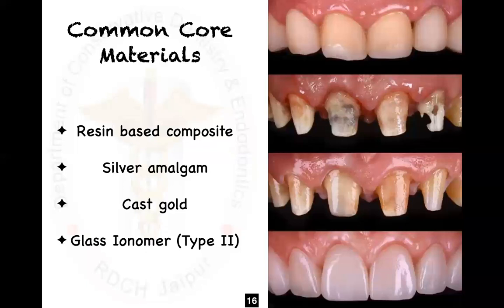Very easy. Common core materials that we use: core material क्या है, जिससे हम restoration buildup करने वाले हैं, जिसके बाद we will be taking the impression. So what are these common materials that we use on a daily basis? Mostly we use composite, resin-based composite. Silver amalgam was used back in the day. Cast gold not used so much now. Glass ionomer type 2, right?